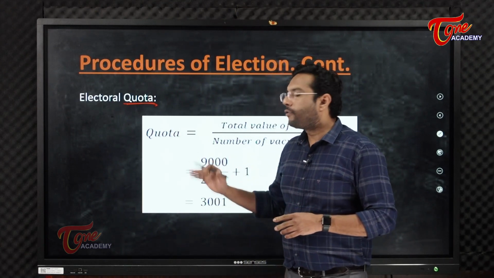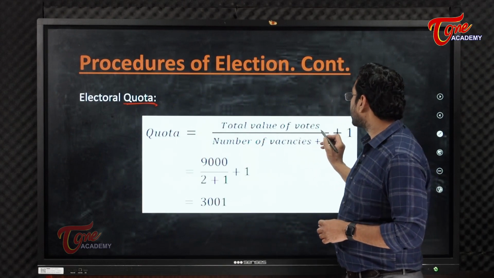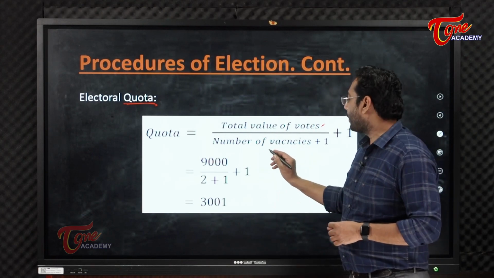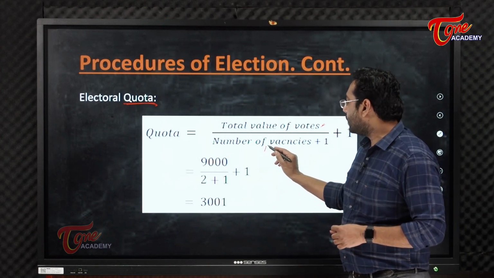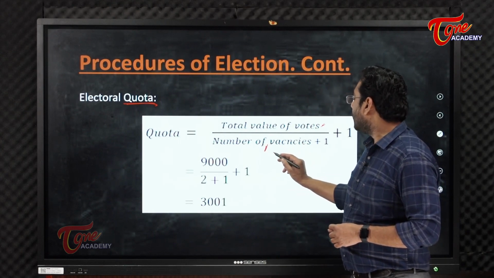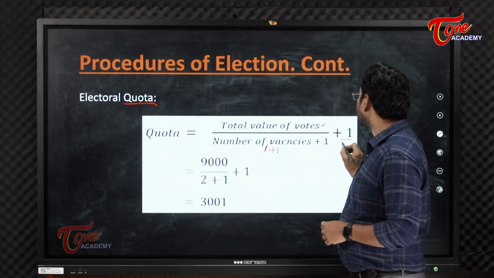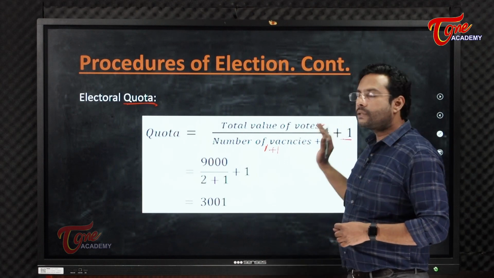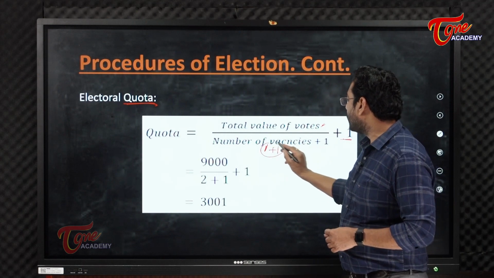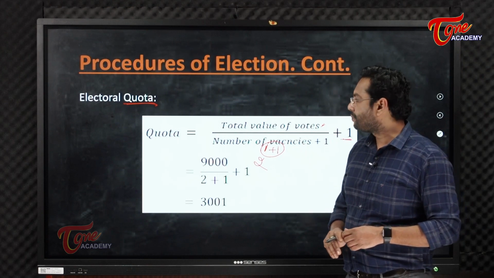In that case, we would be applying this formula, that is the total value of votes divided by the number of vacancies plus 1. Generally we have 1 vacancy, that is 1 president, and elections are held only for the post of the president. So the number of vacancies is 1, plus 1, and the total value should be added by plus 1. So the quota is the total value of votes divided by the number of vacancies plus 1, plus 1. This is the formula of quota.